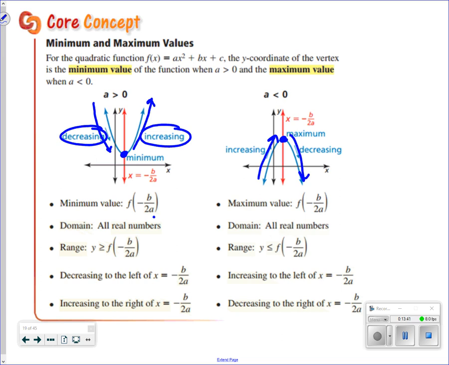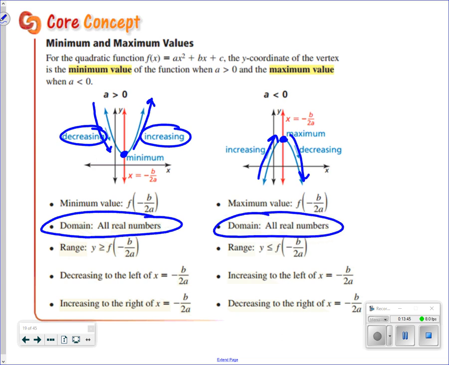All parabolas have the same domain. It's all real numbers. I shouldn't say all parabolas. All up and down parabolas, or y equals parabolas, have a domain of all real numbers. The range is always greater than the minimum value if it's an upward parabola. If it's a downward parabola, it's always less than the maximum value. So this is the minimum, and this would be a maximum situation.